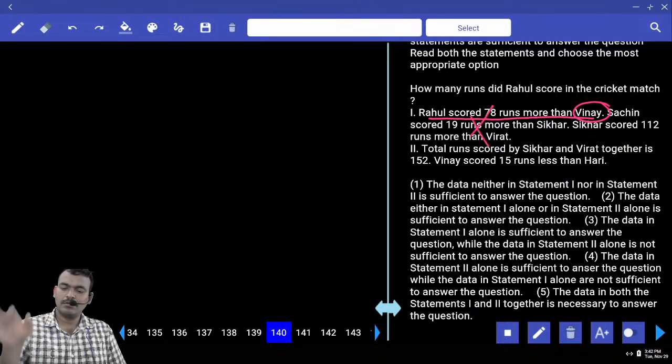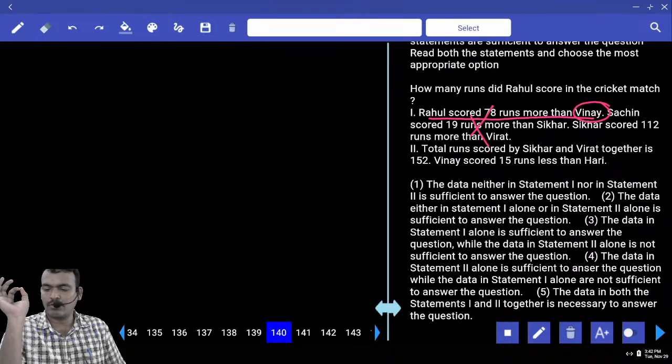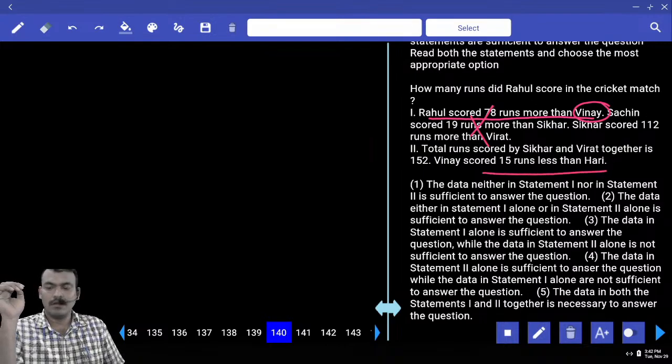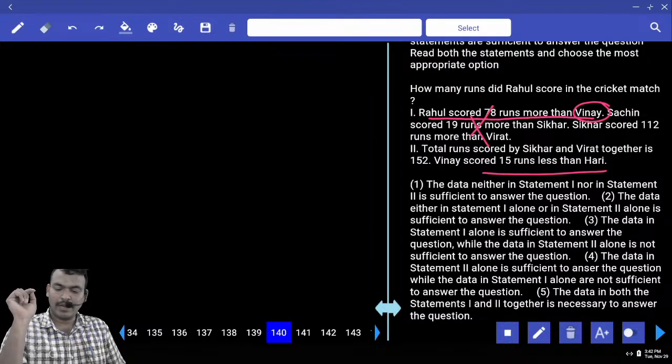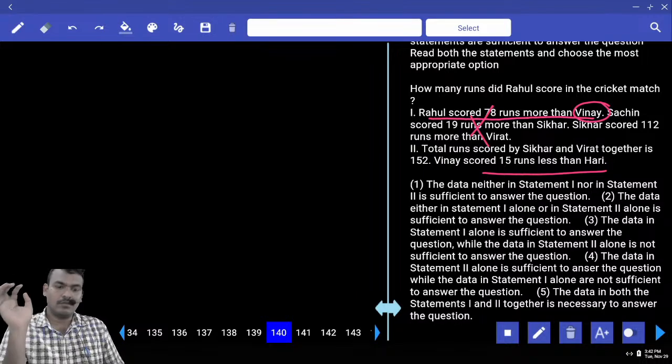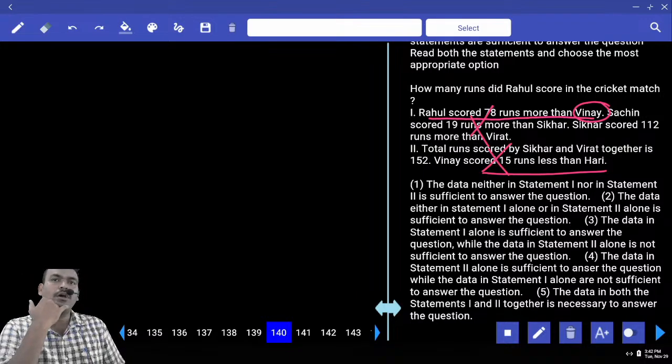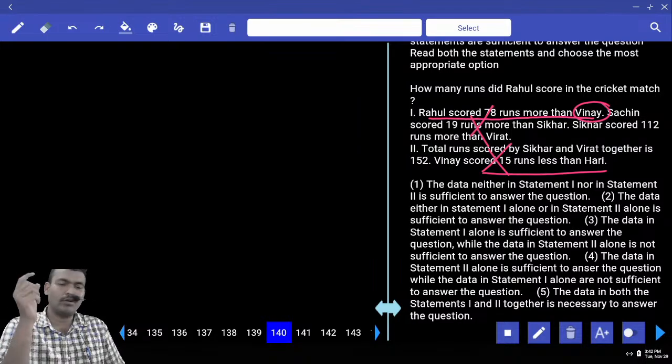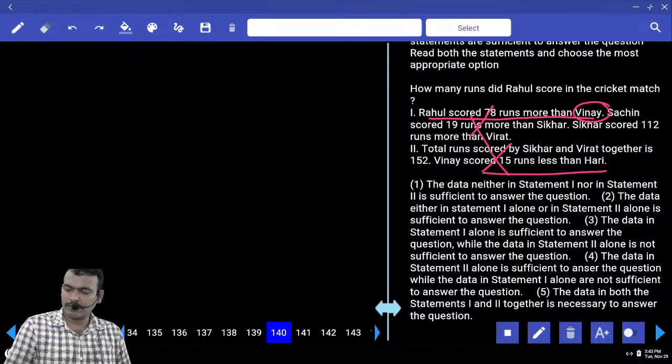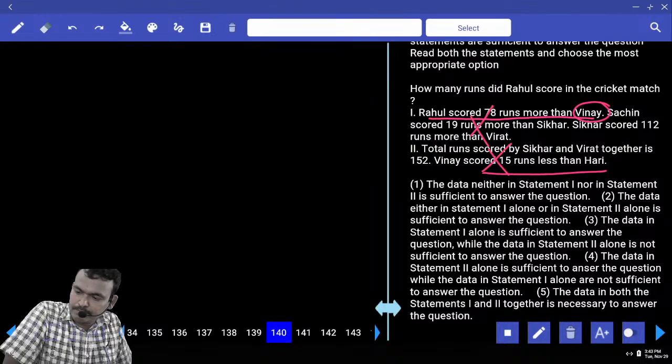Then one alone is not sufficient. Now the second one: total runs scored by Sikhar and Virat together is 152. Vinay scored 15 less than Hari. If you know Hari's value, we get Vinay's value. But we require Rahul. There is no clarity about Rahul in the second statement. Combining both the statements, no, because we don't know Vinay's value. If we don't know Vinay's value, obviously we don't know Rahul's value. Are both together sufficient or not sufficient? Not sufficient.